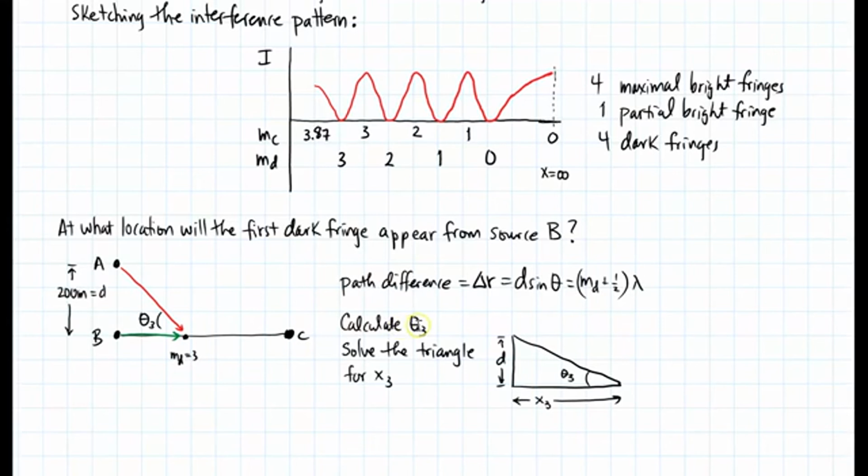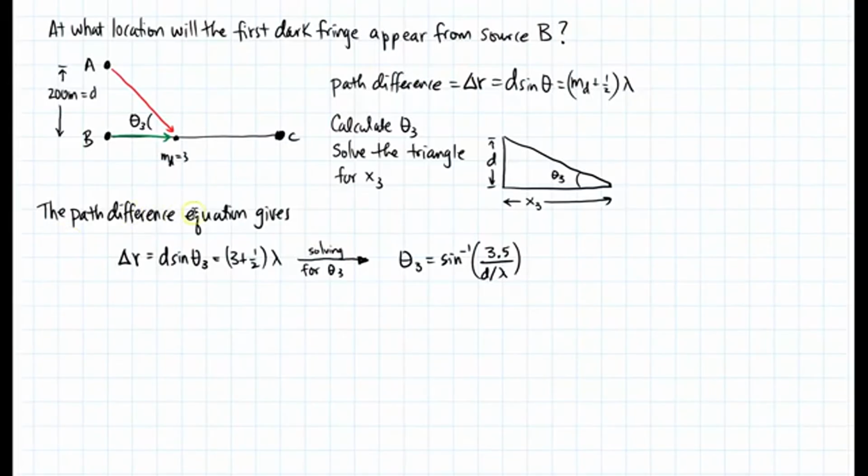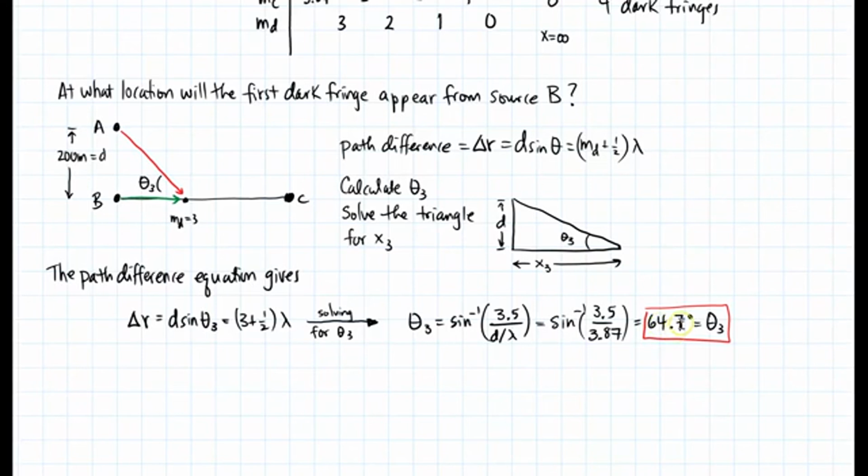Once again, I calculate theta 3 from the path difference equation. Once I have that, I then solve the triangle for x3. I know what d is, I know what theta 3 is, so now I can solve for x3, the distance to the first minima from source B. The path difference equation gives delta r equal to d sine theta 3, which is equal to m_d equal to 3 plus 1/2 times lambda. Solving for theta 3, I get the sine inverse of 3.5 divided by the diffraction parameter, at an angle of 64.7 degrees.